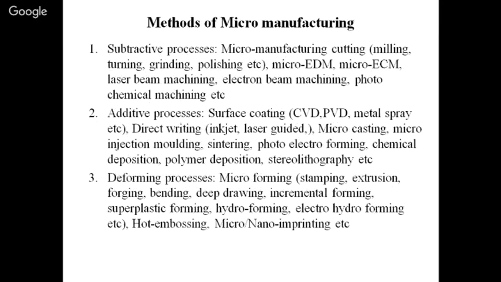Now the methods of micro manufacturing. One is the subtractive process: cutting, say by milling, turning, grinding, polishing, etc. in the conventional system. Even micro EDM, micro electrical discharge machining, micro electrochemical machining, laser beam machining, electron beam machining, photochemical machining, etc. There are a lot of different advanced machining processes that are also very important side by side for advanced manufacturing.